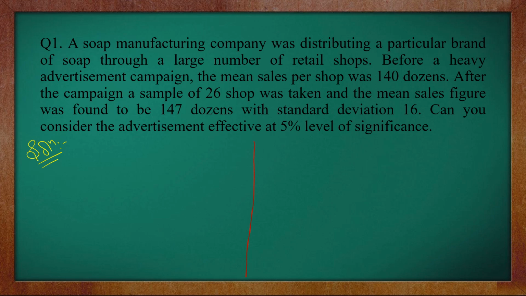Okay, let's start. A soap manufacturing company was distributing a particular brand of soap. We have a company, a soap company. They are selling the soap of a particular brand through a large number of retail shops. They have a number of shops, but we don't know how many shops we have. So what is this? This is the population, because the population is usually not mentioned in the question.